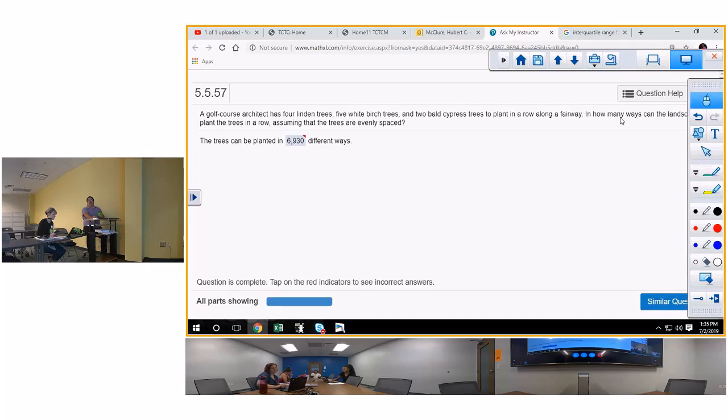This sounds kind of like the main course. You know the main course in the dessert? 4 times 5 times 2. Sounds like it, but I don't know. How many ways can the landscaper plant the trees? Oh, it's more than that. So let's plant the trees in a row, assuming that the trees are evenly spaced.